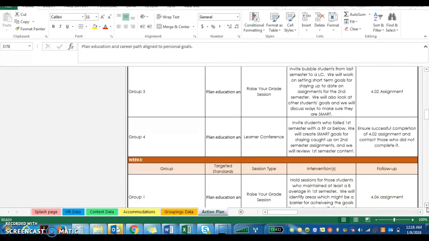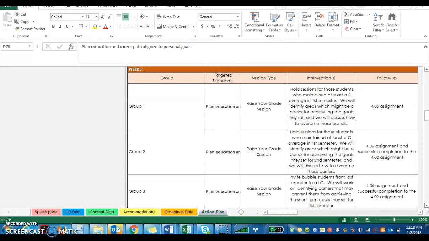And I'm going to contact anyone who did not turn those in, especially those Group 4 students. And then the third week, my Group 1 is going to be working on the 4.06 assignment, which is not only creating educational and career goals, but also thinking about barriers and solutions to overcome those barriers. And so we'll work in Raise Your Grade sessions with that.